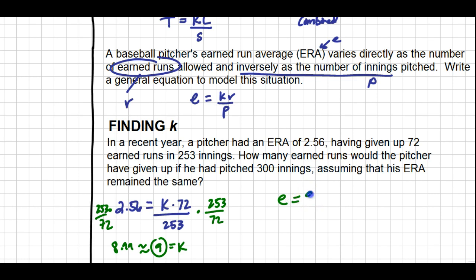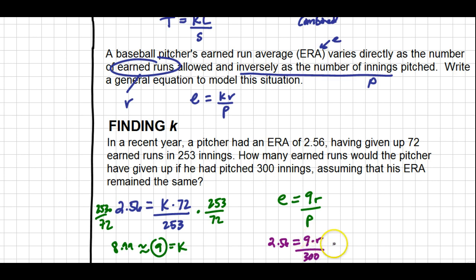So now let's utilize that into our original equation of E equals 9R over, and now I'm going to, well, we'll leave it as P, but I guess we could have also changed it to I. And now let's fill in the remaining numbers. They tell us that the earned run average remains the same at 2.56. We don't know the R, and we know the innings is 300.